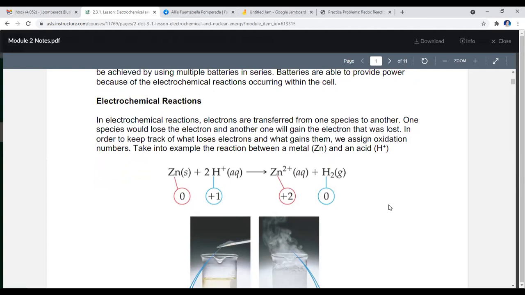In order to keep track of the species that loses electrons and the species that gains electrons, we assign what we call oxidation numbers. So let me annotate. When we speak of oxidation numbers, class, they are actually the charges that you see written on the chemical itself, or on the symbol of the chemical itself.